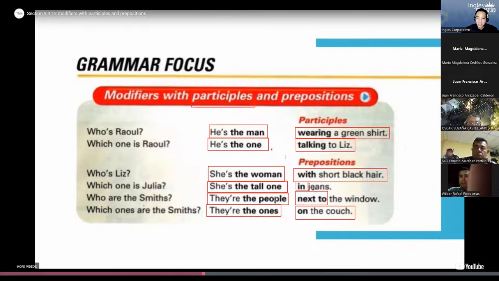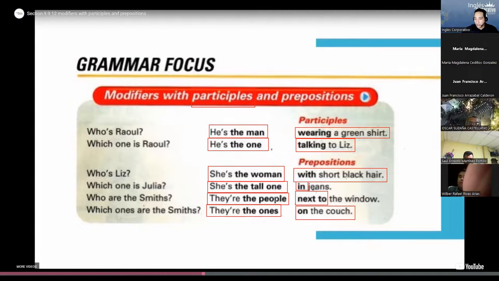Ahora bien, puedo ocupar cualquiera de estos modificadores, the man, the one, the woman, the tall one, the people, the ones. ¿Cuándo ocupo esto? Lo mismo con el español. Él es el hombre. Él es el fulano. O el que. Eso quiere decir the one. Ella es la mujer. El hombre. He's the man. Okay. Lo que habíamos antes. Ella es la alta. La fulana alta. Es algo un poco despectivo, pero sí se utiliza. They're the people. Ellas son la gente. Okay. Las personas. They're the ones. Ellos son los que. Okay.